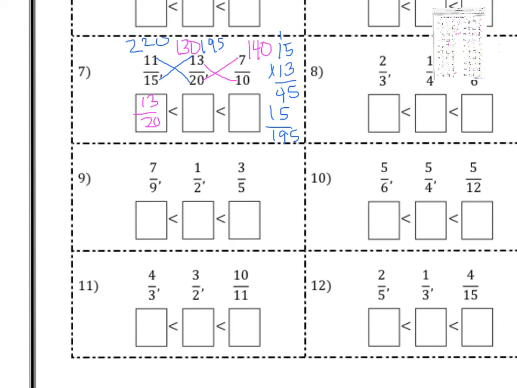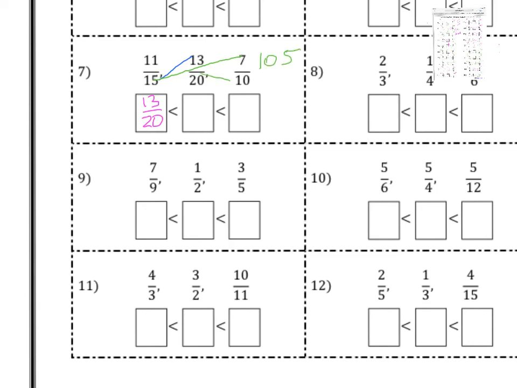Now we need to compare 13/20. Okay, now we need to compare 11/15 and 7/10. So that's going to be 105. And that's going to be 110. So 7/10 is less than 11/15.